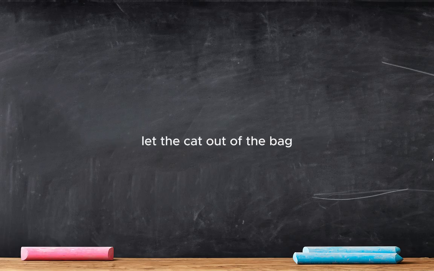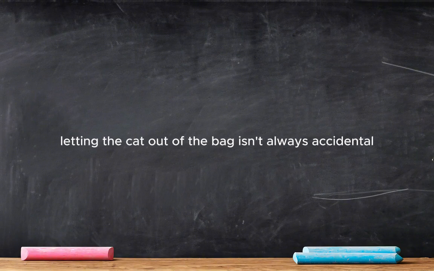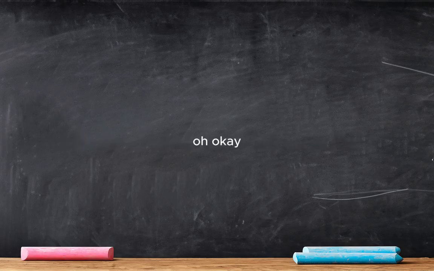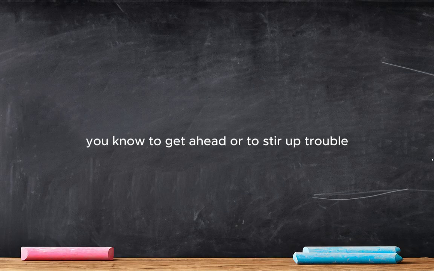Let the cat out of the bag. I love that one. It's so visual, right? Yeah. You can practically picture that mischievous cat escaping and creating chaos. Total chaos. But letting the cat out of the bag isn't always accidental. Oh, okay. Sometimes it's a deliberate act of sharing confidential information, like, to get ahead or to stir up trouble.